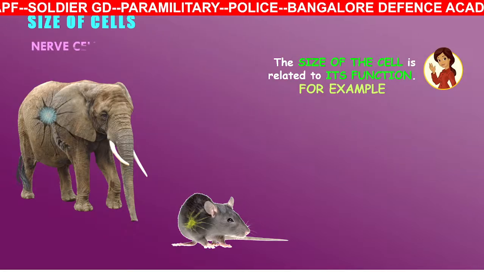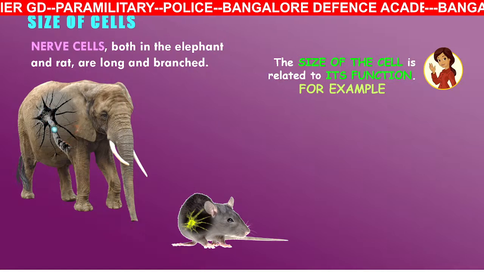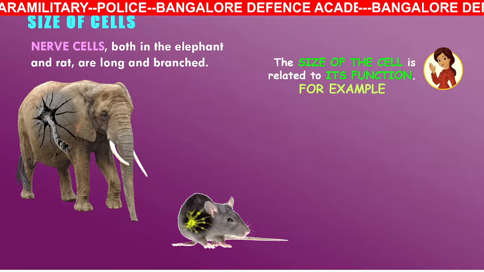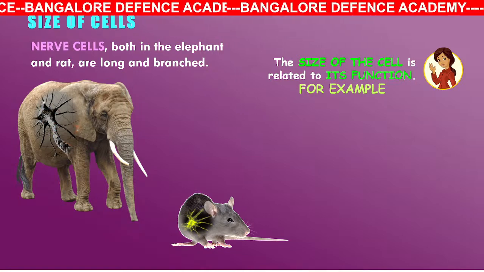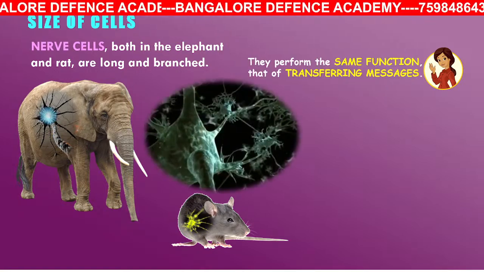So now look at this. The size of the cell is related to its function. You got it? Nerve cell here, nerve cell here. So if it is nerve cell, they are going to send the signals, electric pulse.